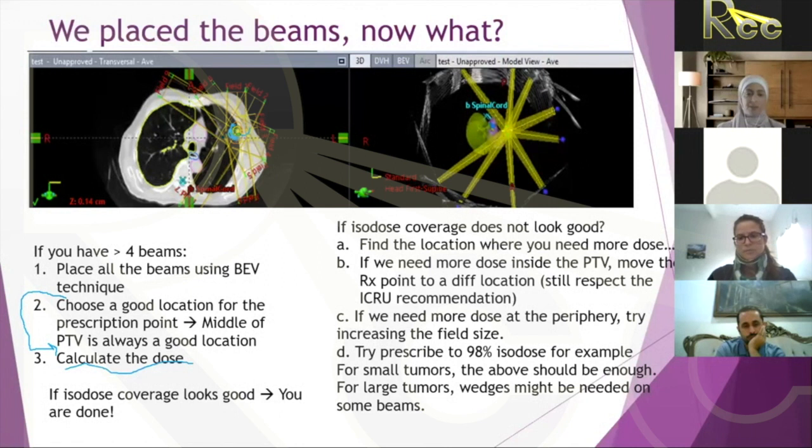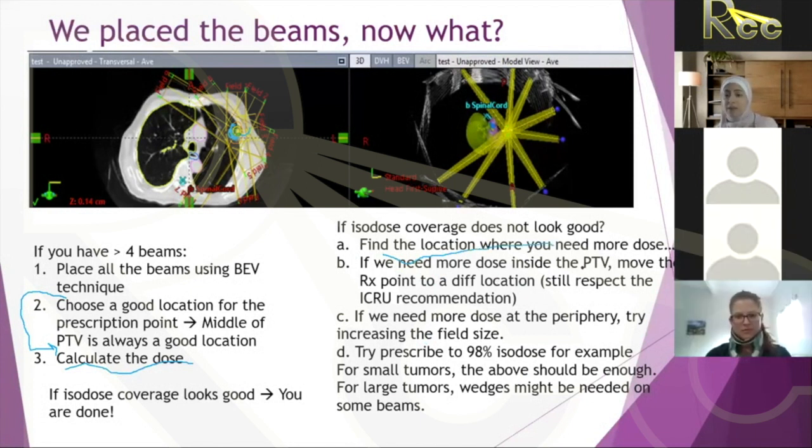So my expectation immediately as a physicist, and I couldn't find the lower coverage over here in the peripheral side, and this is expected when I have a tumor in the lung. So what can I do? Well, so many things. First of all, find out where your dose is missing, okay? Is it missing inside the PTV? I mean, the same PTV from inside, it's cold.